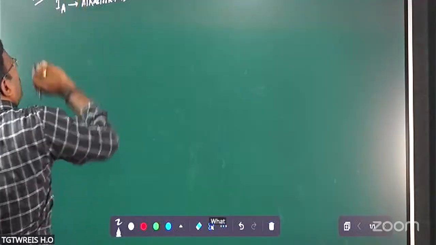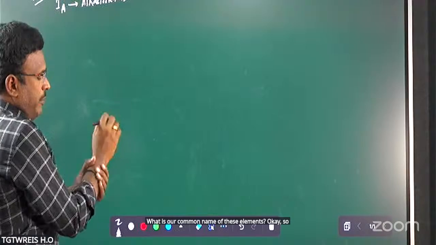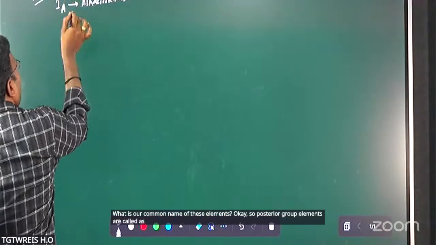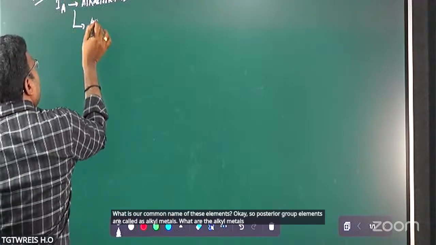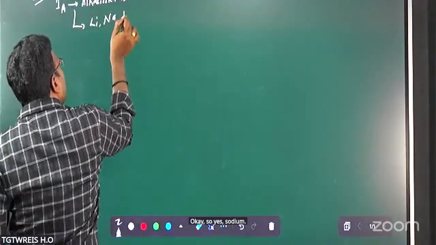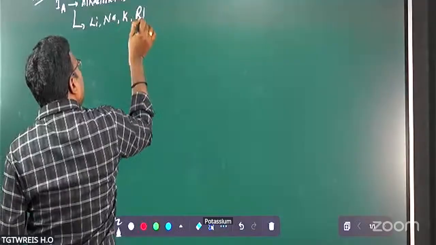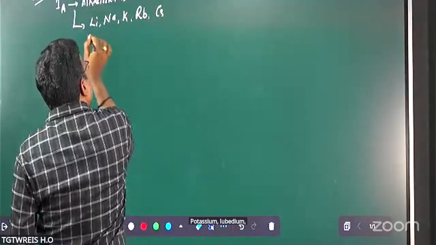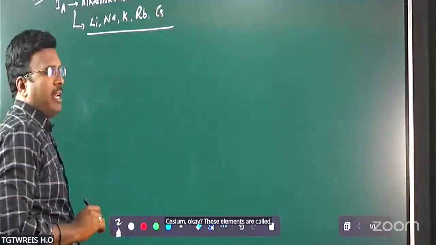What is the common name of these elements? First A group elements are called alkali metals. What are the alkali metals? Lithium, sodium, potassium, rubidium, cesium. These elements are called alkali metals.